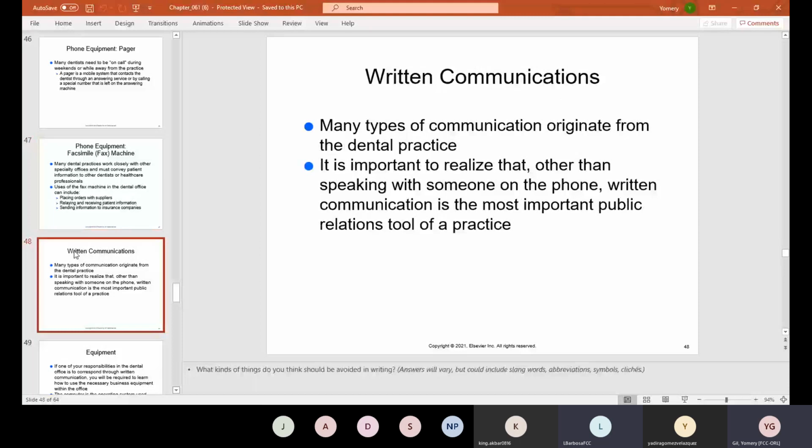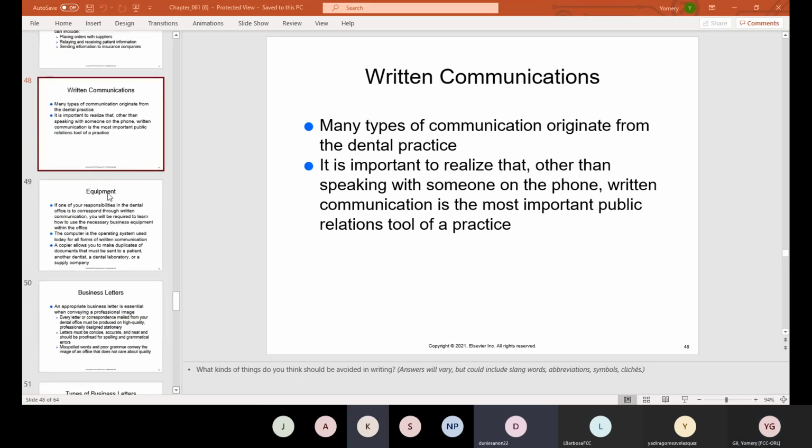Alrighty, so written communication. Okay, there are many types of communications. Hold on a second. Am I breaking up? Yes. Okay, give me 1 second. Something going on with my Wi-Fi right now. Okay, can you guys hear me now or no? Yes. Am I still breaking up? No, you're not breaking up. Okay. All right.